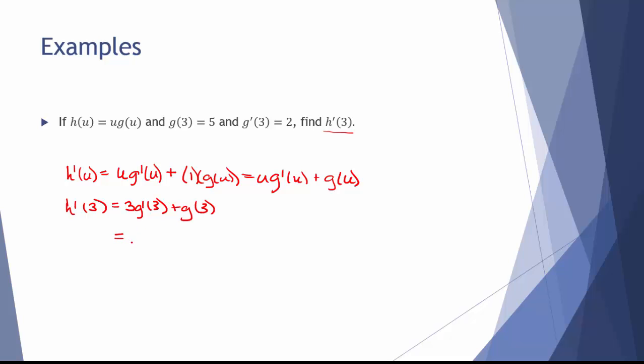Now I get to use the given information. G of 3 is 5, and the derivative of g at 3 is 2. So this is 3 times 2 plus 5. This is now just a very simple arithmetic problem. Turns out the derivative of h at 3 is 11. So that's a more general look at how we can apply the product rule.